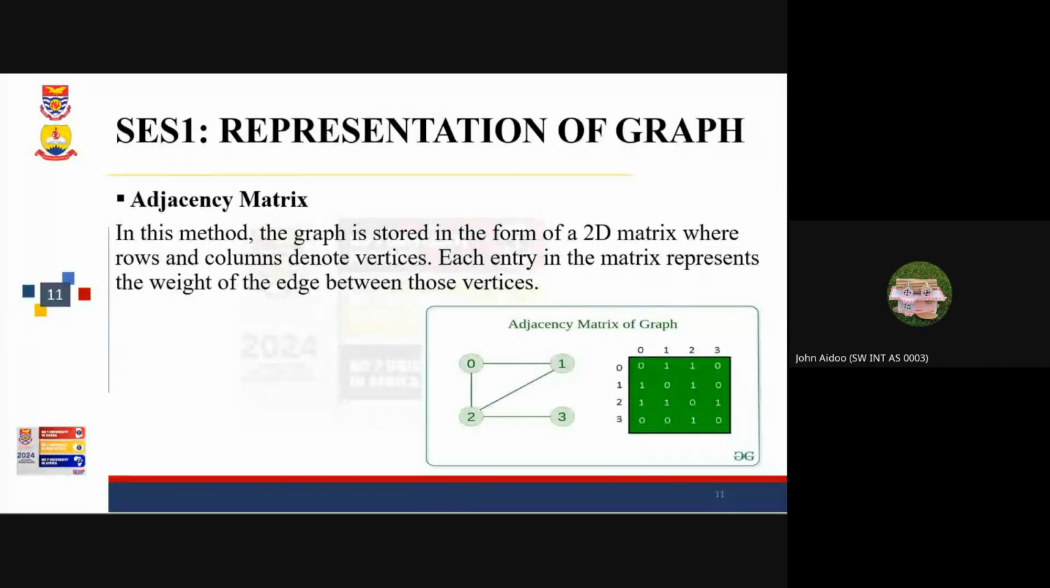Thank you. And then if it's a loop, you're going to see on the same vertex the weight to be 1. So maybe 0, 0 is going to give you 1. That means there is a loop or an arc that is connecting to the same vertex.